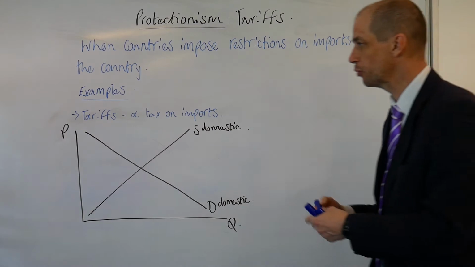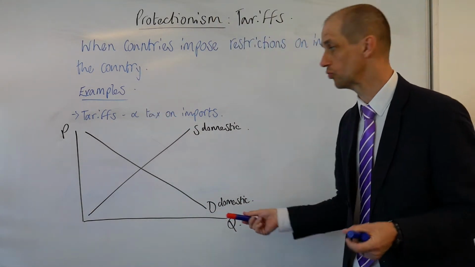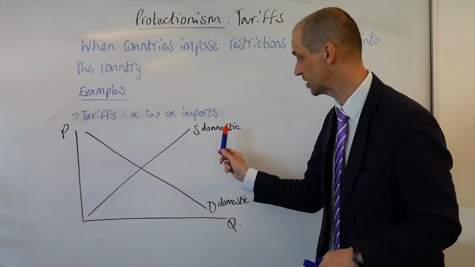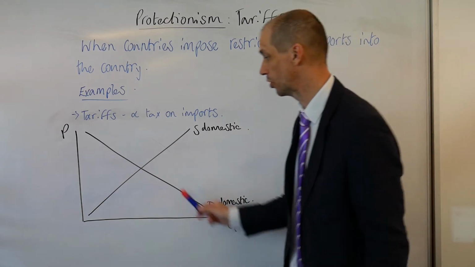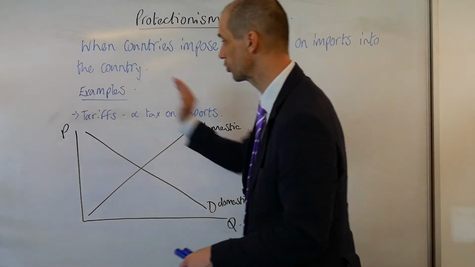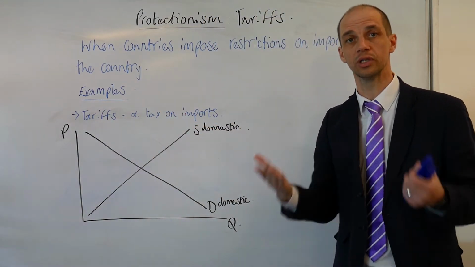Okay, so if we just consider a normal demand and supply diagram, in this model really we are just considering the fact that we've got domestic supply available and domestic demand, and we'd see our market equilibrium, of course, where supply equals demand. Okay, now we need to introduce world trade or international trade.